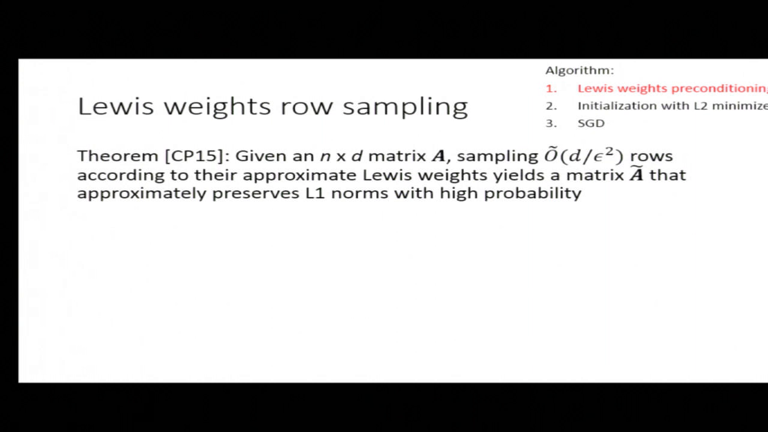Basically the result for Lewis weights row sampling is that there are some sampling probabilities known as Lewis weights, which, if you can compute these even approximately, then you can sample according to them and sample d over epsilon squared rows of your original matrix A, such that your new matrix has only d over epsilon squared rows. And also the L1 norms are preserved with high probability. So that's this property here.